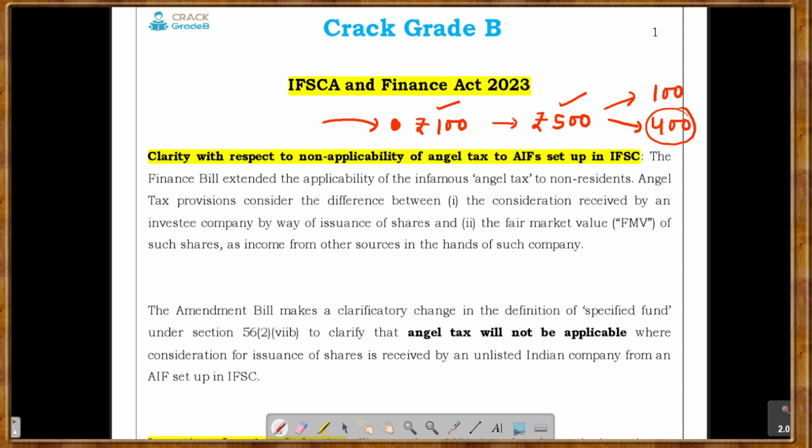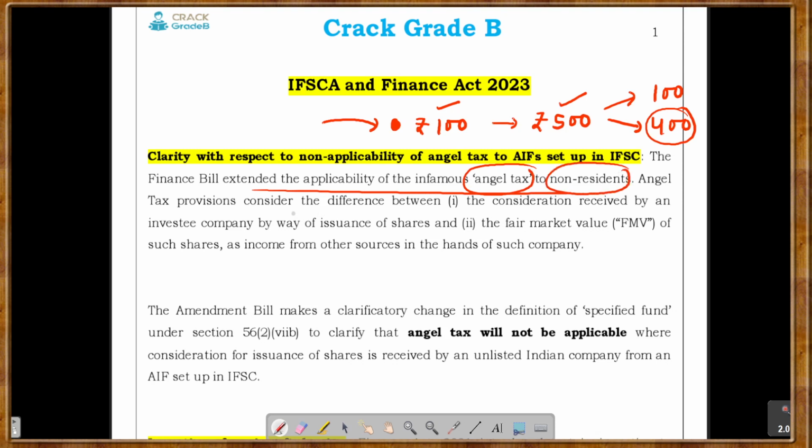That this is the angel tax, and you are receiving the funding, and you are receiving more than what you value for, and we'll be imposing tax for that. So this total matter is regarding that. Now the finance bill extended the applicability of the infamous angel tax to non-residents.